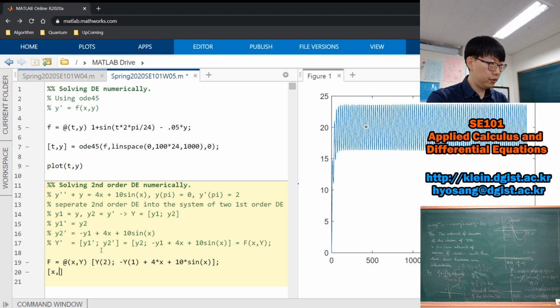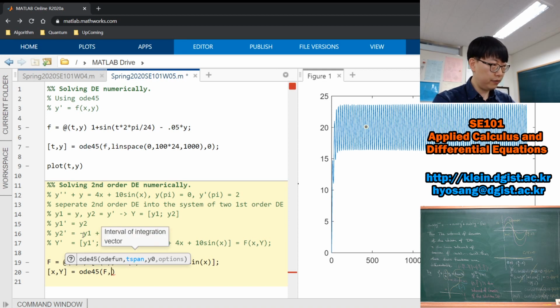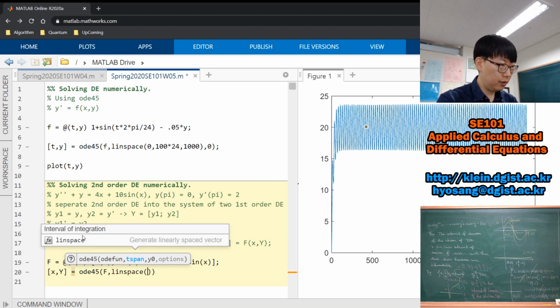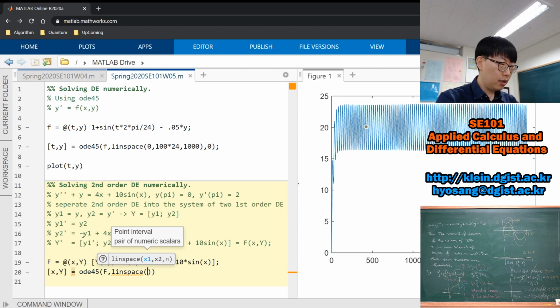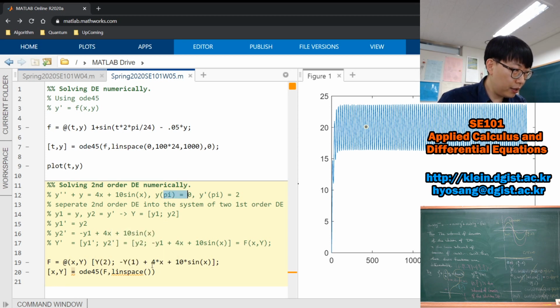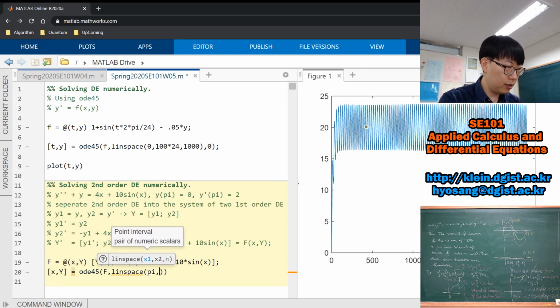And let's try to solve this using the same ODE45, and I'm putting large F as a two variable function. The span of x, in this case, I'm trying to find the initial value problem from pi. Let's start from pi to, let's say, 3 pi.